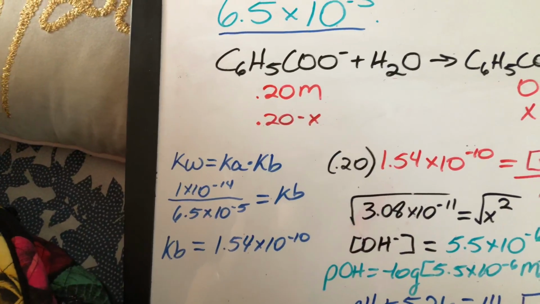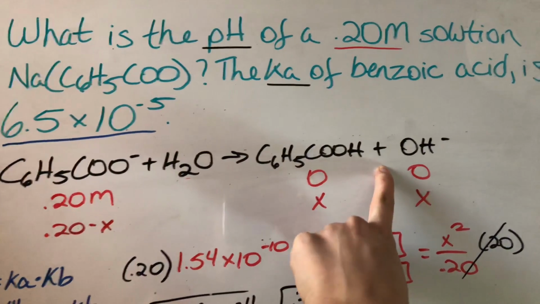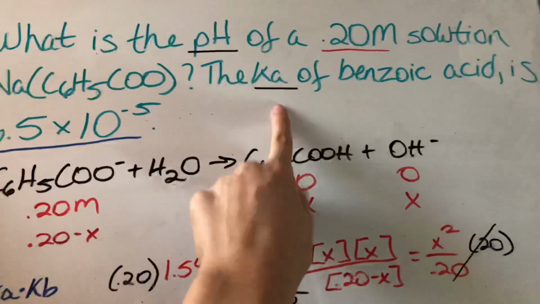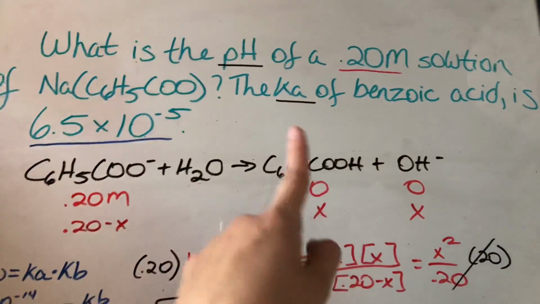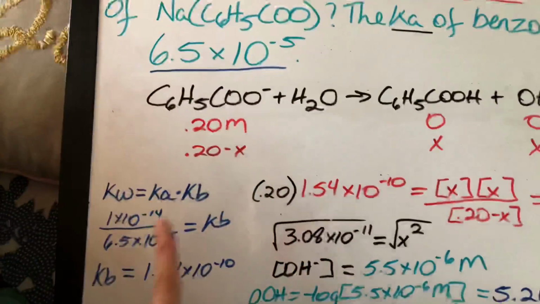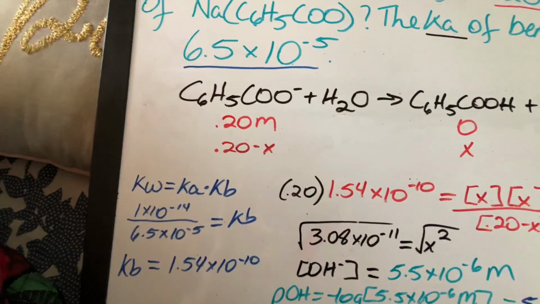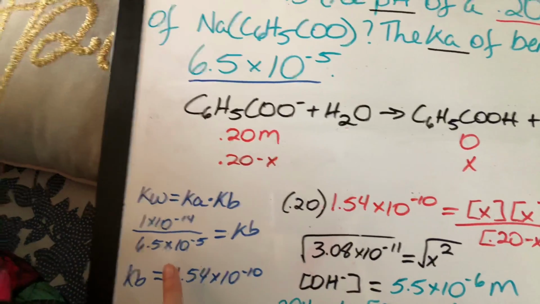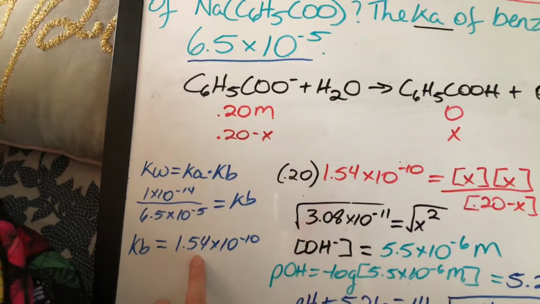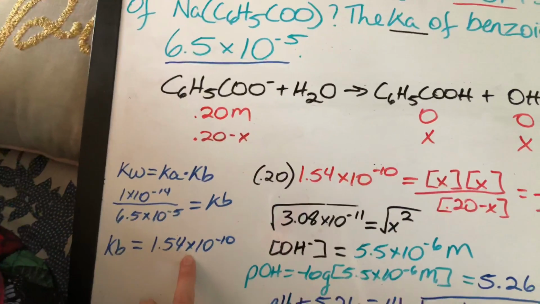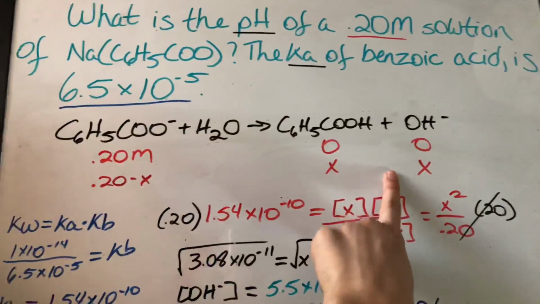And we're going to use that because this problem, as you can tell, is basic. And it gives you the Ka, which is for acidic, of benzoic acid. So we need to solve for the Kb of benzoic acid. So we have 1 times 10 to the negative 14 is Kw, and then we're just going to divide that by the Ka given, 6.5 times 10 to the negative 5, and we get 1.54 times 10 to the negative 10. So that's the Kb we're going to be using to solve for the concentrations of these two right here.